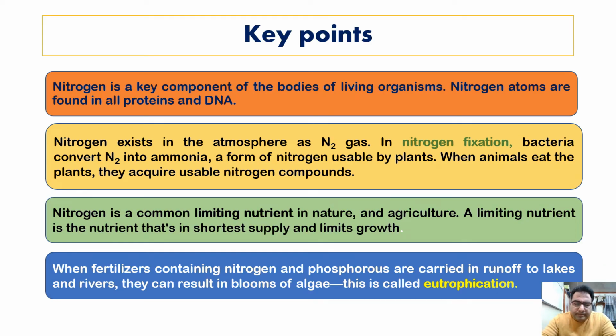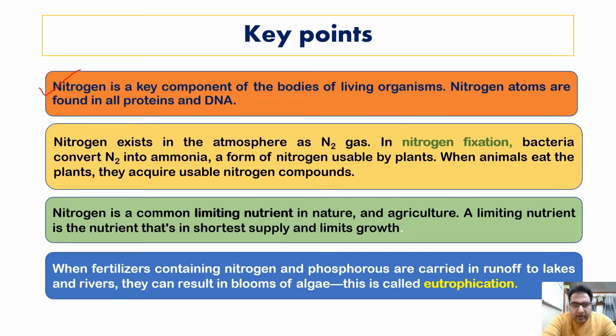Before knowing about the nitrogen cycle, we must know the importance of nitrogen. Nitrogen is a key component of the bodies of living organisms, and nitrogen atoms are found in all proteins and DNA. So, the first important point is that it is a key component of the bodies of living organisms. Secondly, nitrogen atoms are found in all proteins and DNA.